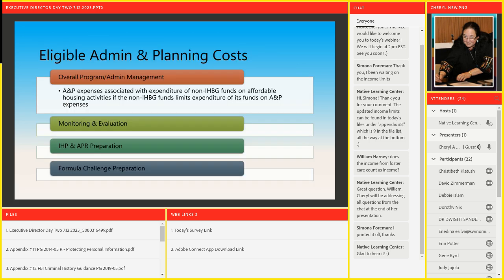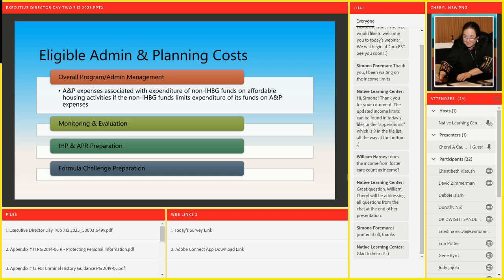So, eligible administration and planning costs: your overall program and administrative management. The A&P expenses associated with the expenditure of non-IHBG funds on affordable housing activities, if the non-block grant funds limit expenditure of its funds on your A&P expenses. It can help pay for monitoring and evaluation, and IHP and APR preparation.